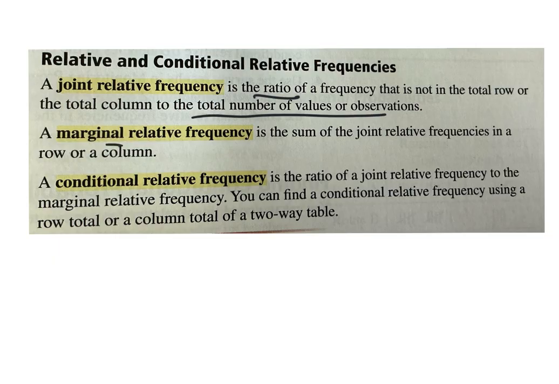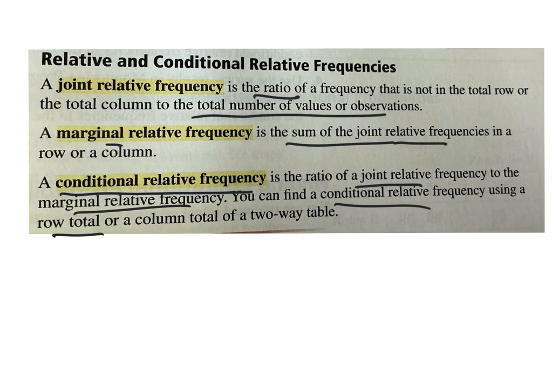A marginal relative frequency is the sum of the joint ones. Remember, the marginal is when we add up the columns and add up the rows. A conditional relative frequency is the ratio of a joint to the marginal. You can find a conditional relative frequency using a row total or column total of a two-way table. Now, those words are kind of weird. There's a bunch, 3 words that are kind of a lot. But we've already done joint frequency.